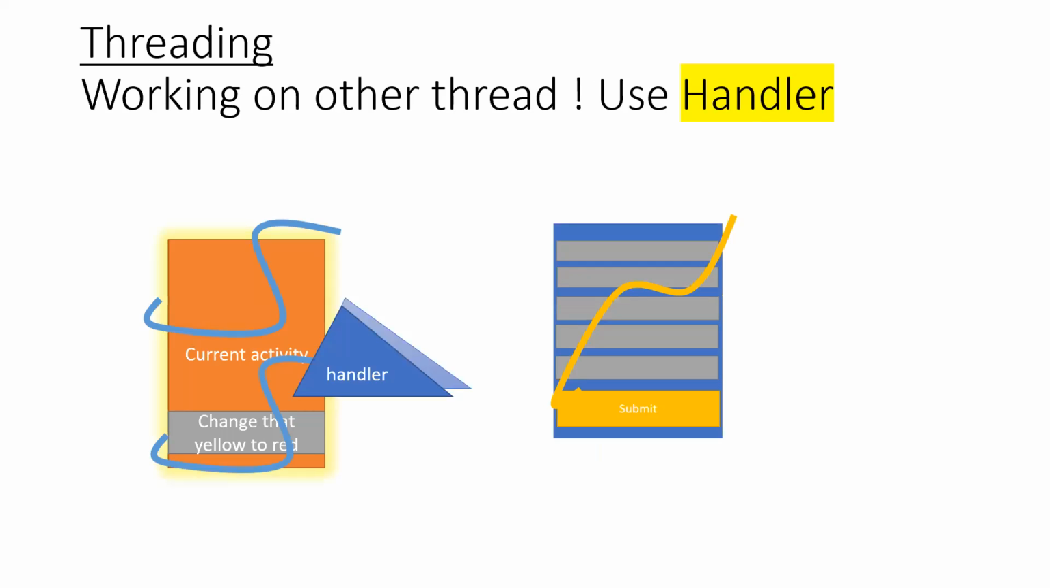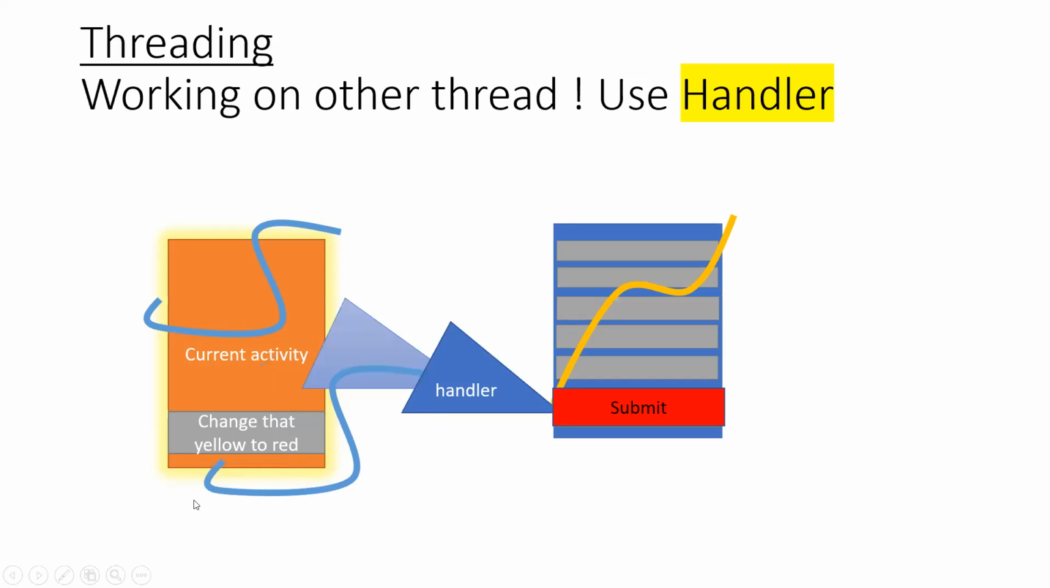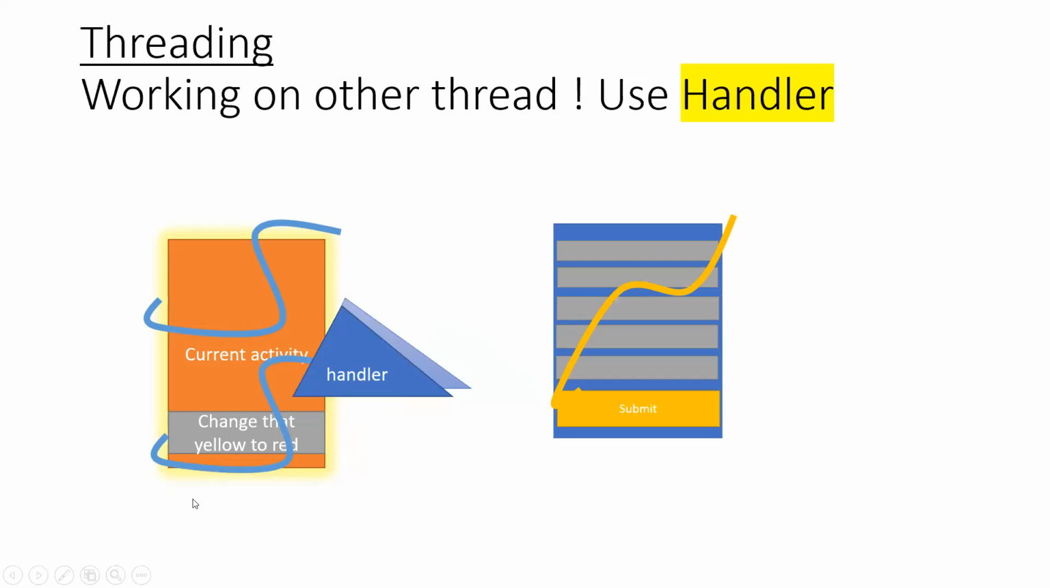But suppose you're working on another thread. Let's say you are working on some particular activity, and there is another activity. One activity has one user interface, another activity has another user interface. I hope you understand this. Let's say you are in one particular activity, and from that activity you want to make some changes to the view components of the other activity. Here you are in this current activity. This is also single threaded.